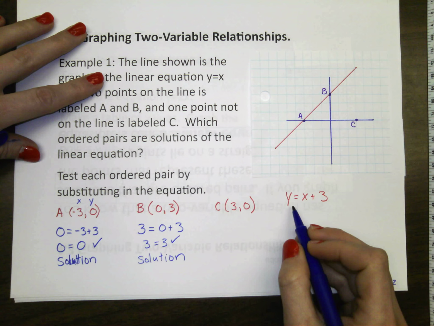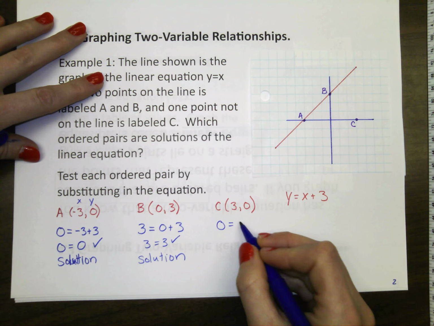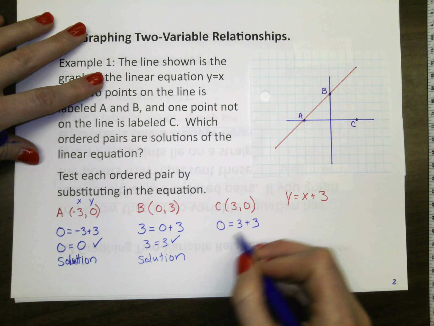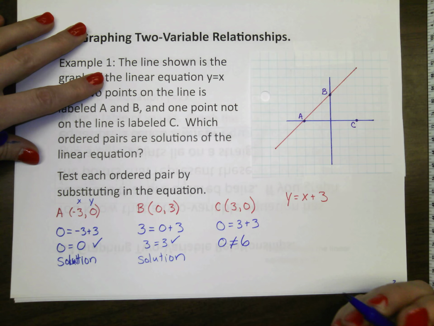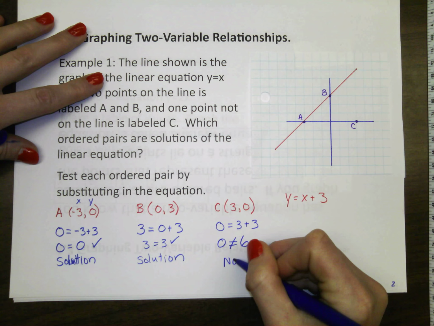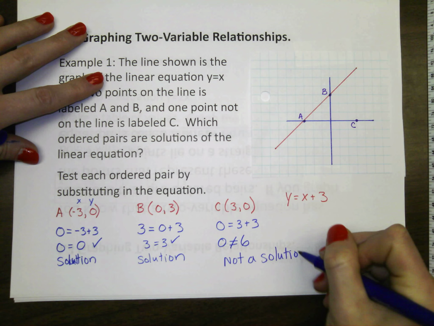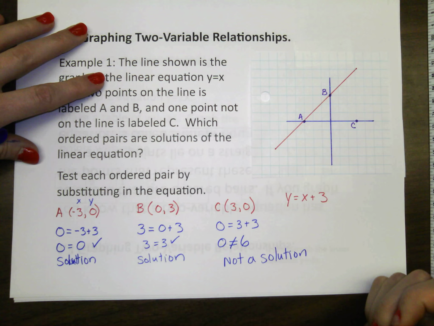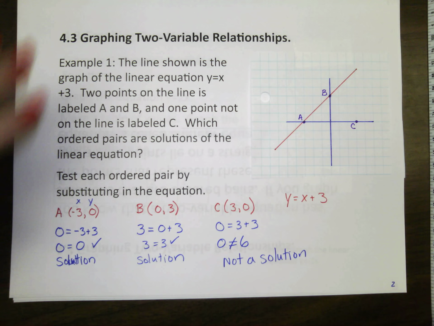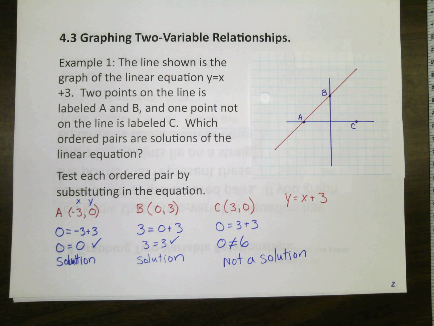And C, now we can plug it in. We have 0 equals 3 plus 3. 0 does not equal 6. So this is not a solution, meaning it's not going to fall on this linear line, this linear equation. It doesn't work. So that may be one type of problem we have, where you have to determine which points fall and make this equation true.